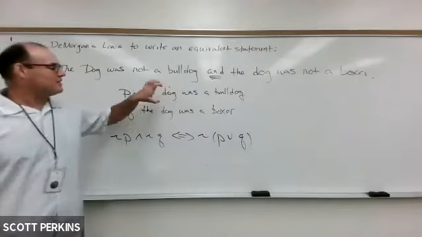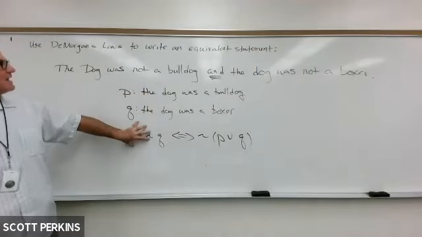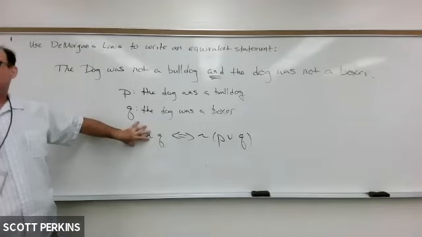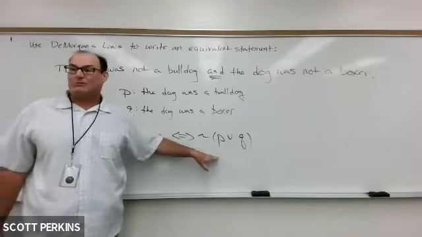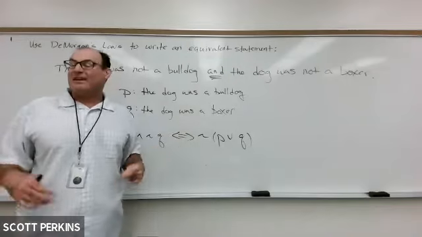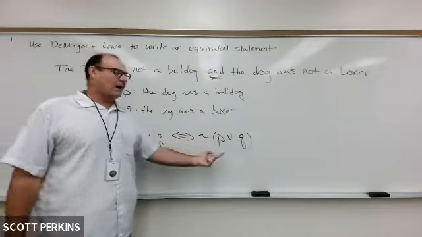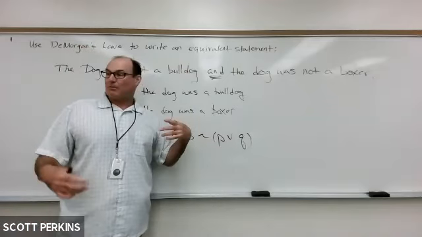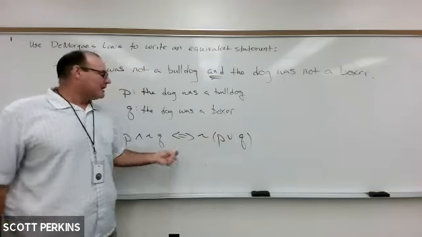Step one, we defined our simple statement. Step two, we wrote the statement that I was given symbolically. Step three, this was just De Morgan's laws. And then the final thing, this is the answer to the question. We're going to write this in words, and that will be the logically equivalent statement.